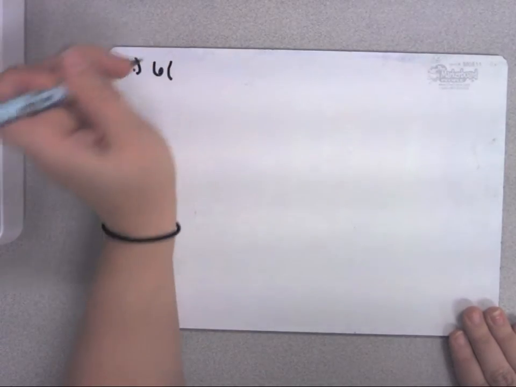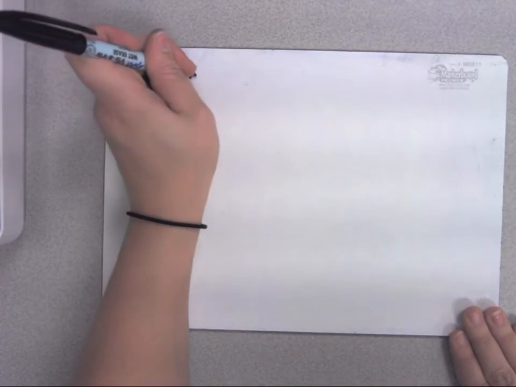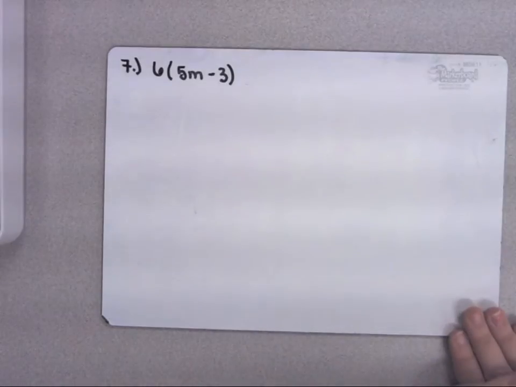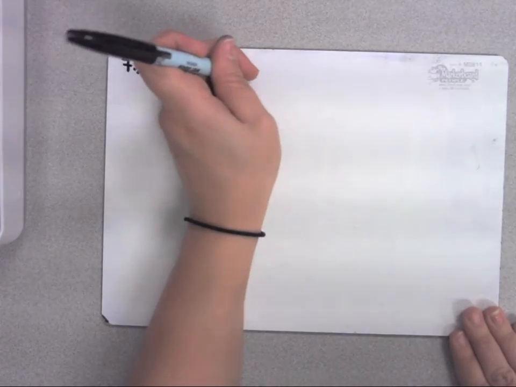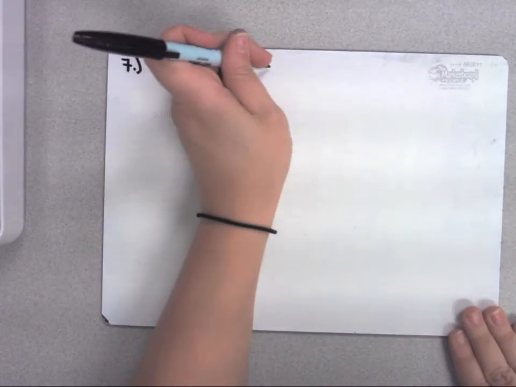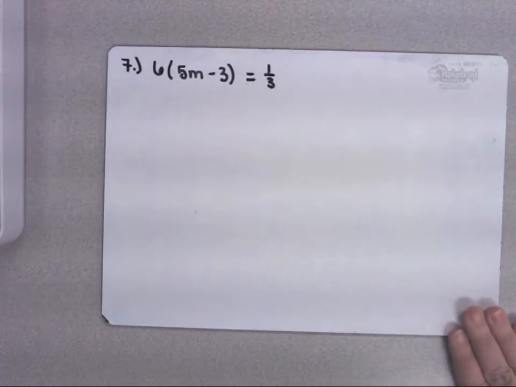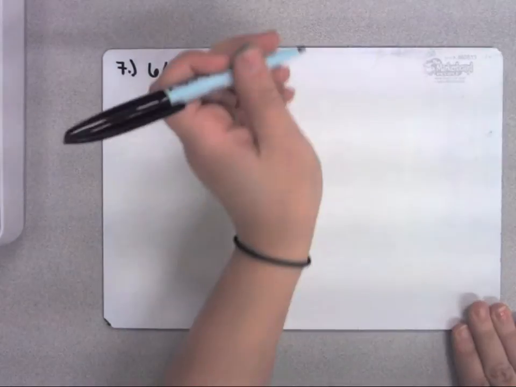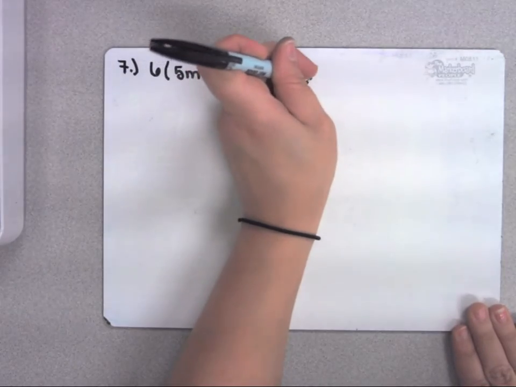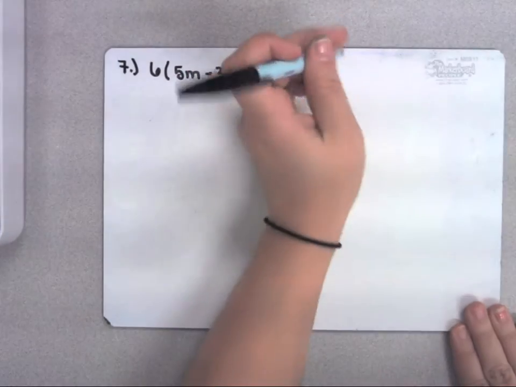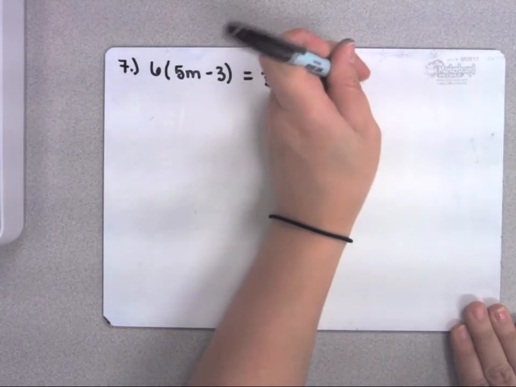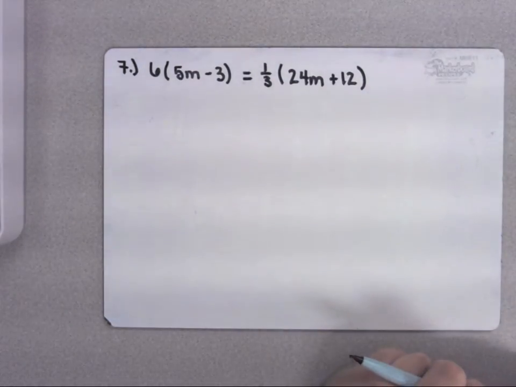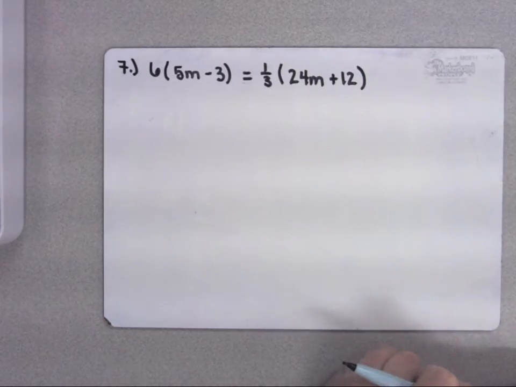6 parentheses 5m minus 3, close your parentheses, equals 1/3, the fraction 1/3, parentheses, 24m plus 12, close your parentheses. The good thing is, I know that fraction looks scary, but it will cancel out when you distribute.